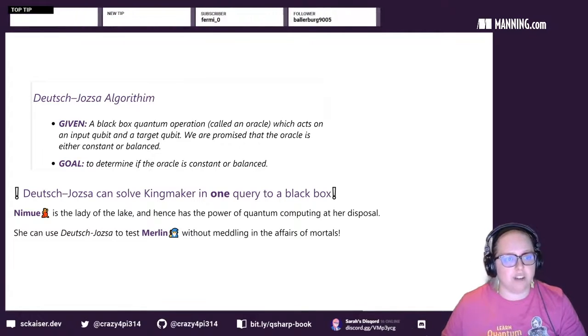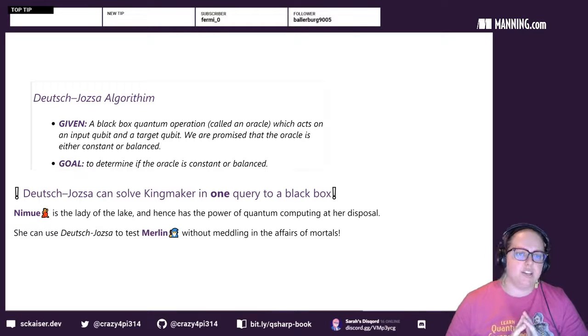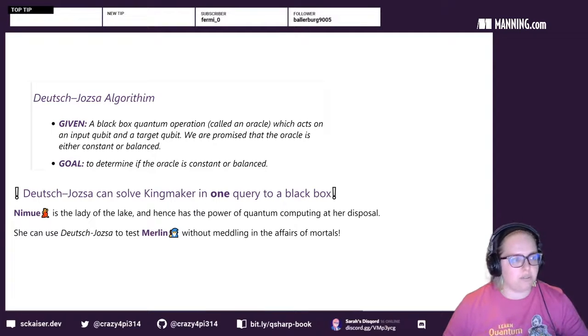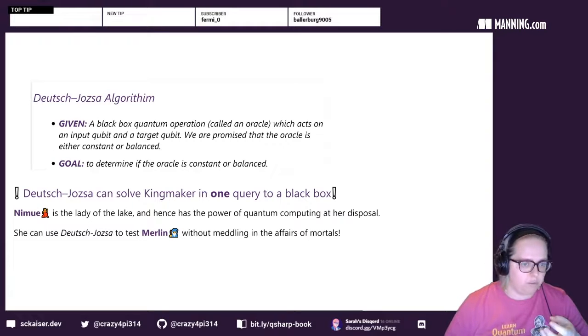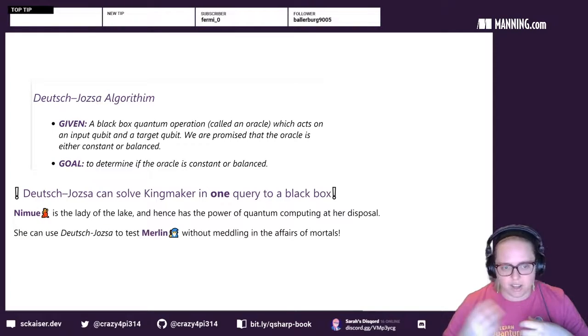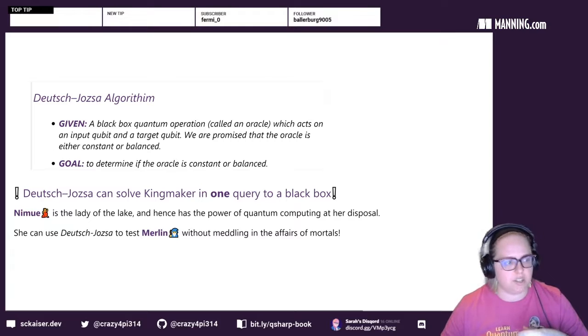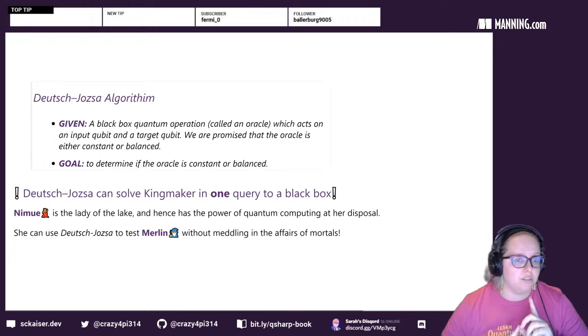This is a quantum algorithm where we are given a black box quantum operation called an oracle, which takes 1 qubit in and acts on 1 target qubit that you get out. We're promised that the oracle is either constant or balanced. This oracle represents Merlin's strategy, and we want to figure out whether the oracle is constant or balanced.